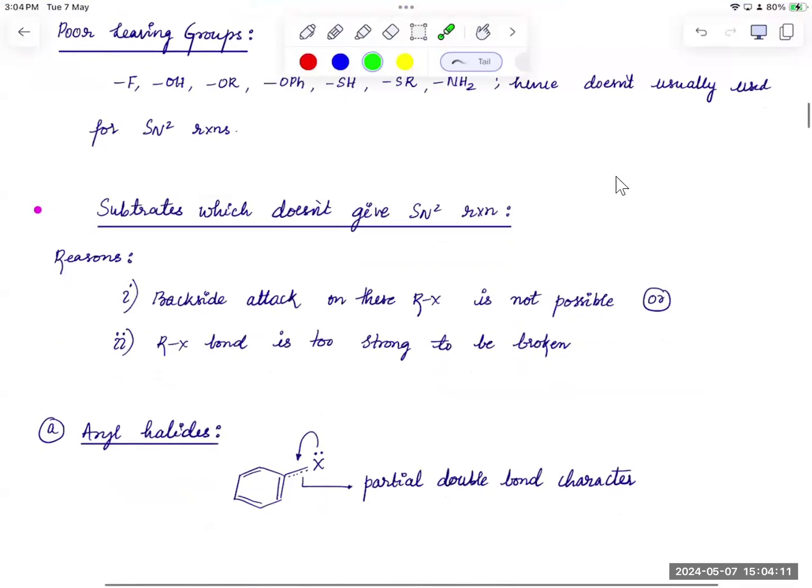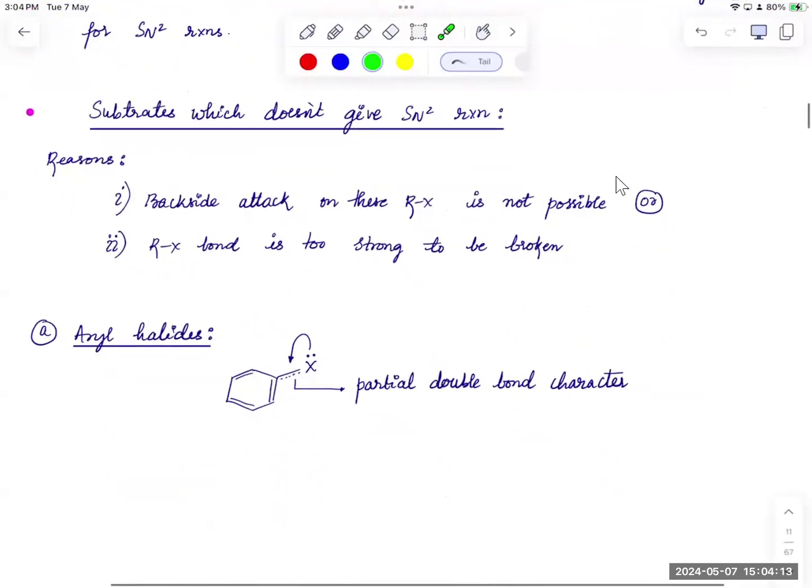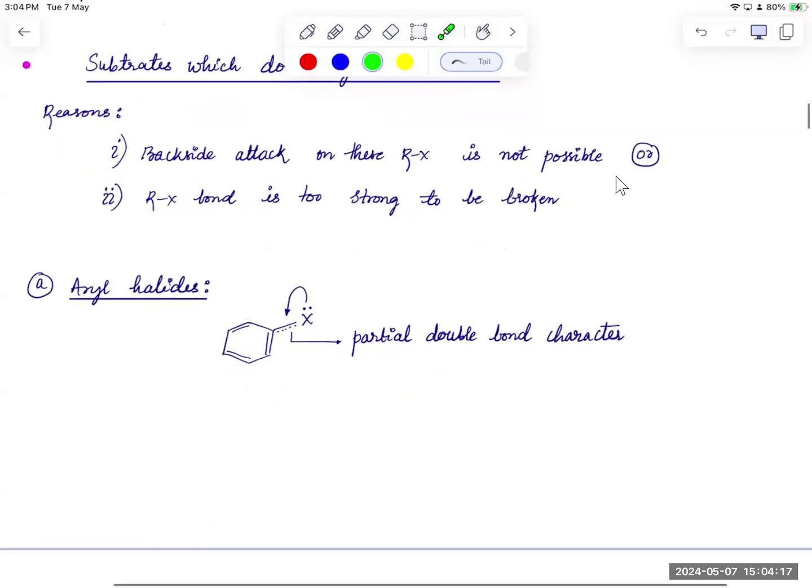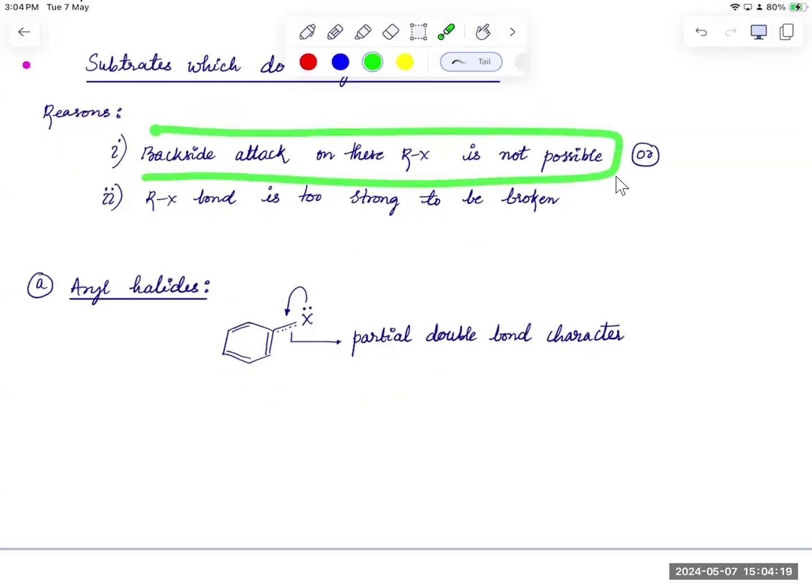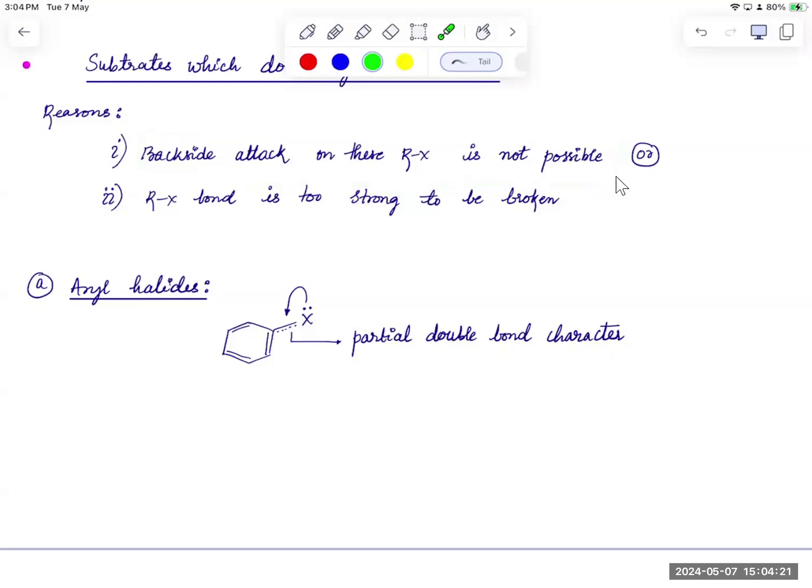Now, substrates which do not give SN2 reaction, right? Which will not give SN2 reaction. First, backside attack on this RX is not possible. If the backside attack is not possible, it cannot go via SN2. Second, the RX bond is too strong to be broken.